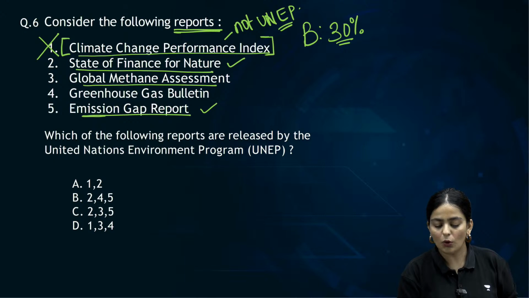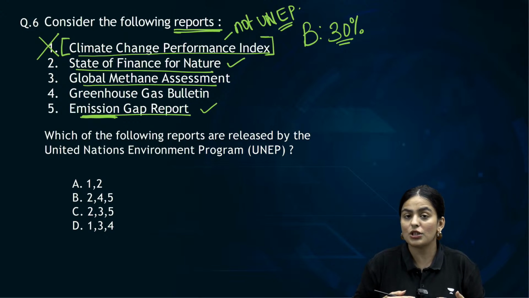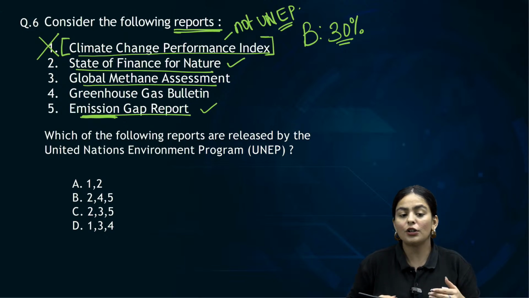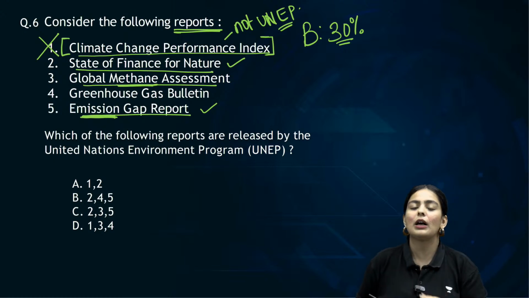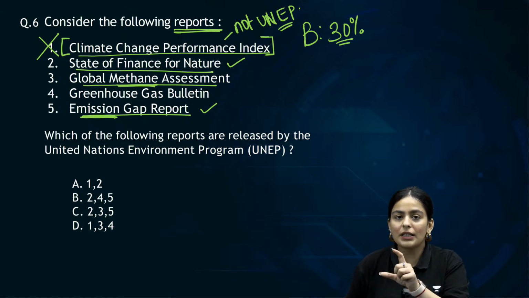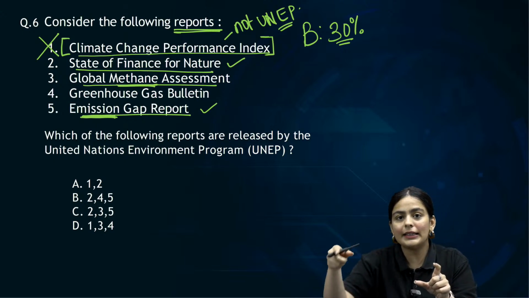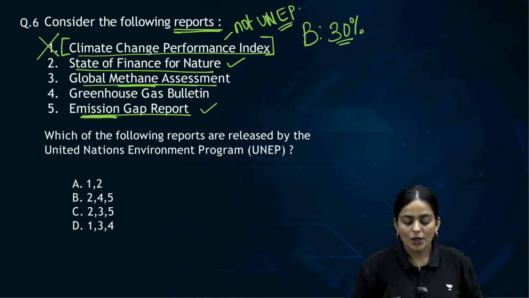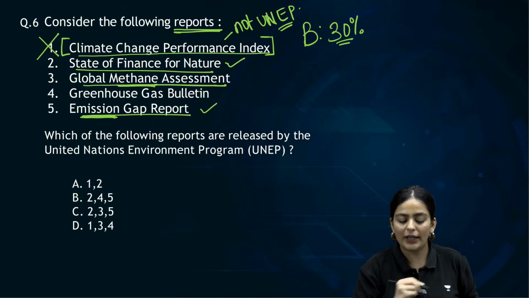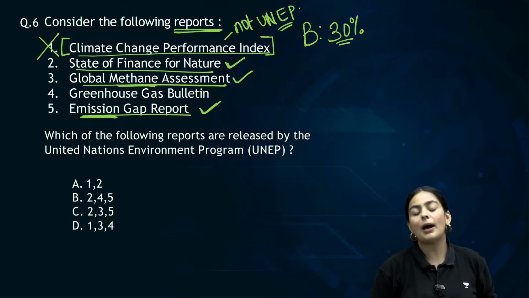So what are the emissions that are permitted? How are we faring in terms of the current emissions? What more do we have to do in order to stop the rise of temperature below 2 degrees Celsius? Global methane assessment, of course, methane being a very prominent greenhouse gas, is important. Now do you see how we did the global methane tracker? Global methane tracker was IEA versus global methane assessment is UNEP. So UNEP reports are State of Finance for Nature, Global Methane Assessment and Emission Gap Report.